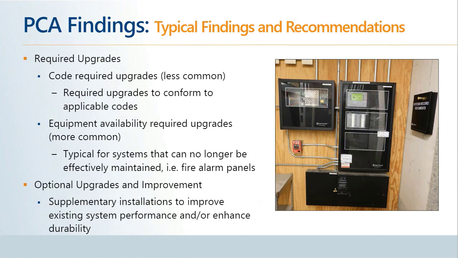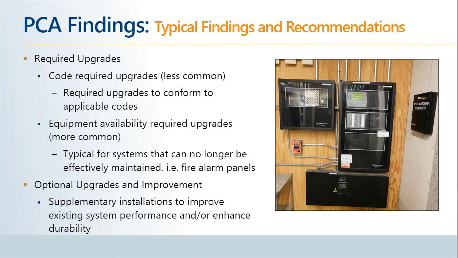PCAs do sometimes identify the need for upgrades to existing systems or elements. In some cases, upgrades are required to comply with applicable building codes. This is less common as most building elements or systems are generally considered to be grandfathered, but there are instances when authorities having jurisdiction, or AHJs, do require system upgrades as a result of modifications to the code.